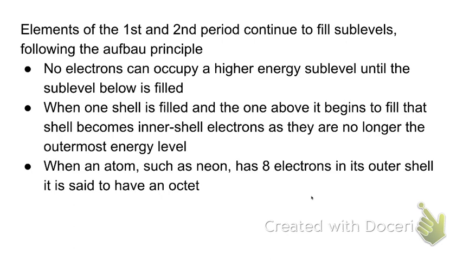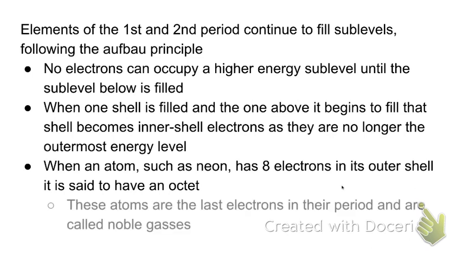When an atom, such as neon, has 8 electrons in its outer shell, we say it has filled its octet. These atoms are the last electrons in their period and are called the noble gases. So let's look at a picture of the periodic table.